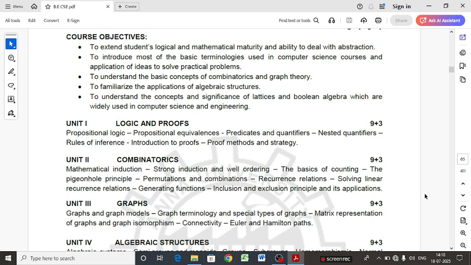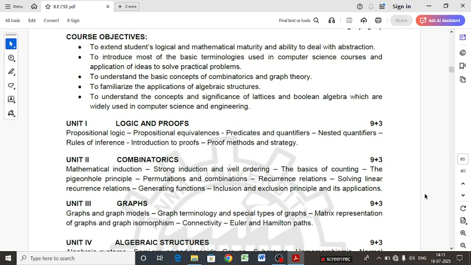The next one, permutation and combination. Permutations count the number of ways to arrange items in a specific order, while combinations count the number of ways to select the items without order. Recurrence relation. A recurrence relation defines a sequence recursively where each term is defined in terms of previous terms. Then the important one, generating functions. Generating functions represent a sequence using power series, allowing us to manipulate and analyze sequences using algebraic techniques.